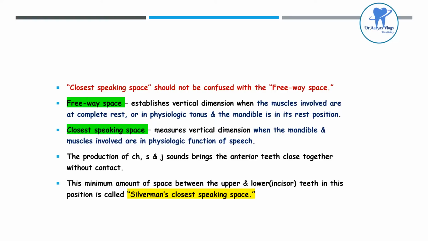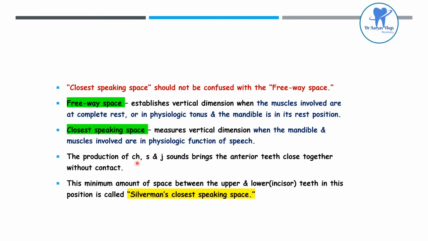What is freeway space? It establishes the vertical dimension when the muscles involved are at complete rest or in physiologic tonus and the mandible is in rest position. What is closest speaking space? It measures vertical dimension when the mandible and muscles involved are in physiologic function of speech. Okay, so freeway space is when the muscles are at complete rest or the mandible is in rest position, and the closest speaking space is when the muscle is involved in physiologic function of the speech.